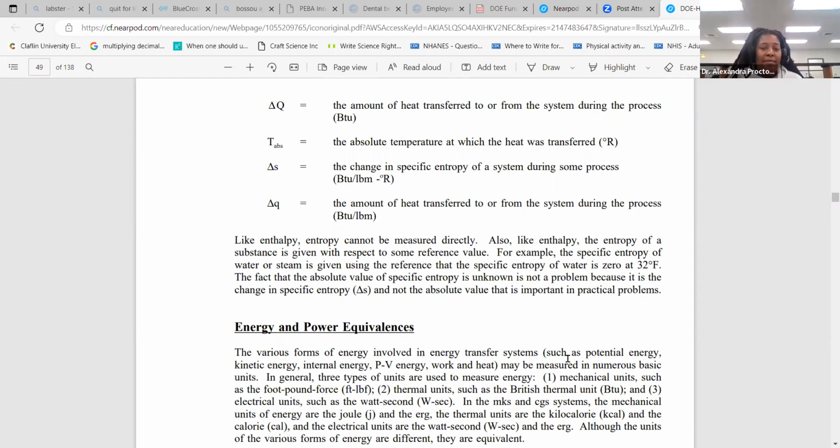The fact that the absolute value of specific entropy is unknown is a problem because we use the change in entropy and not the absolute value. It's the change, delta S.